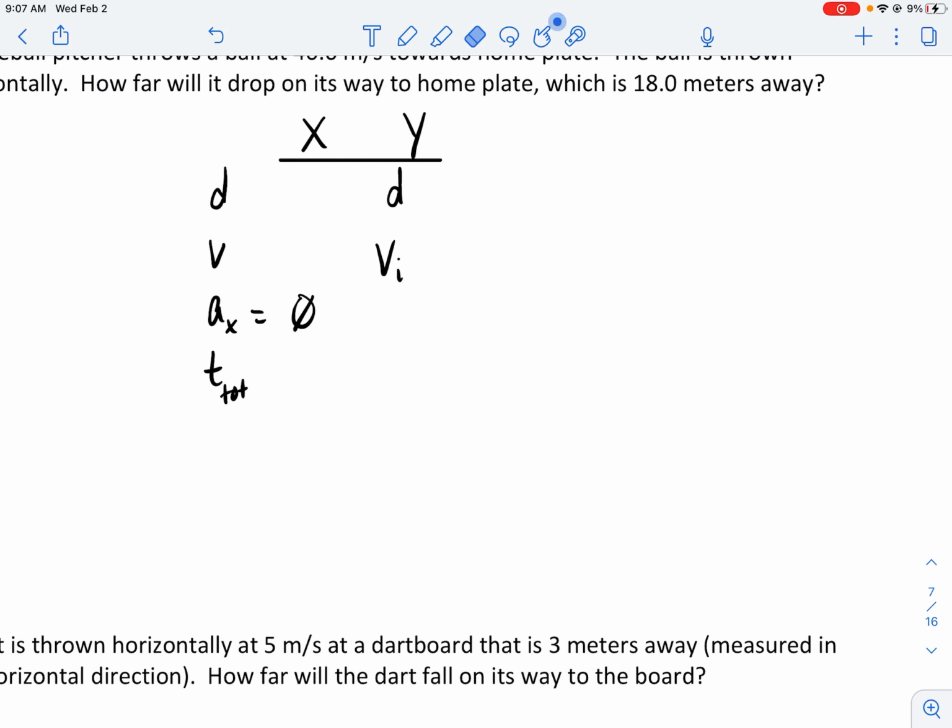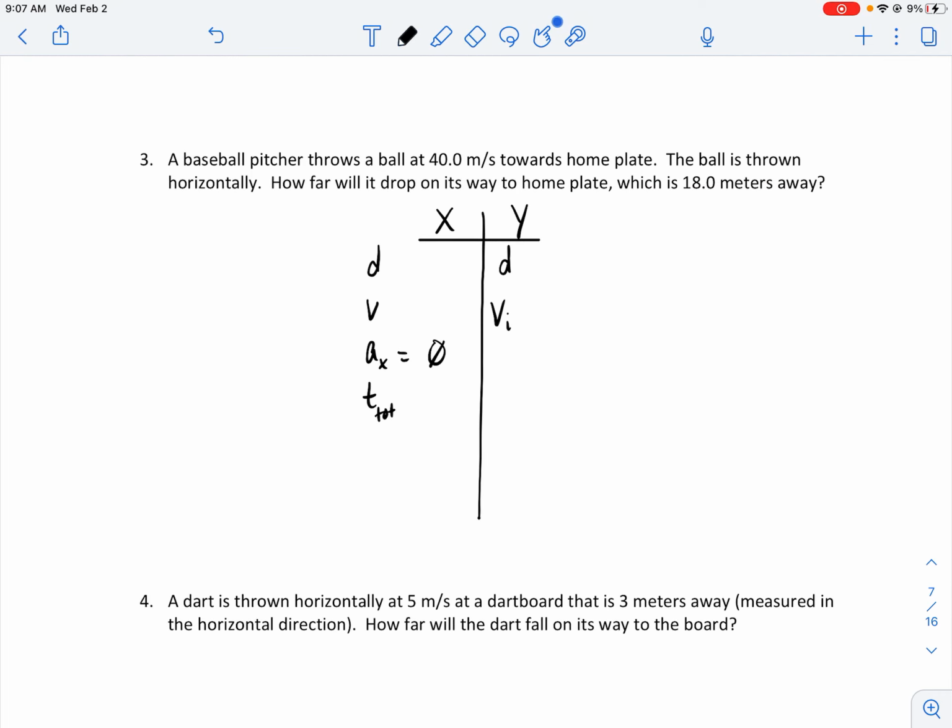Then our acceleration is always going to be the acceleration caused by gravity over here. So this is a negative 9.8 meters per second squared. And then in order to allow me to use this time on both sides, it has to be my total time. If for some reason I need my half time, I'll just add it to the bottom of the list.